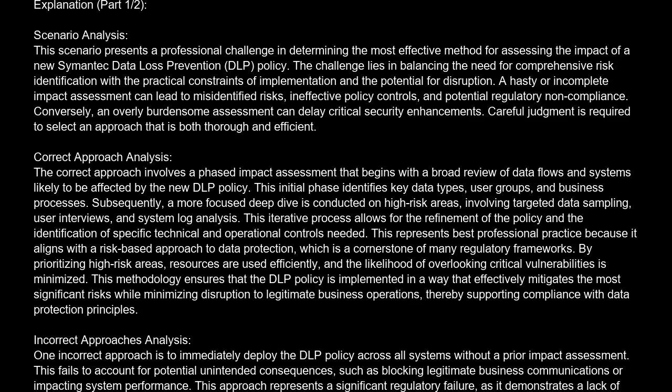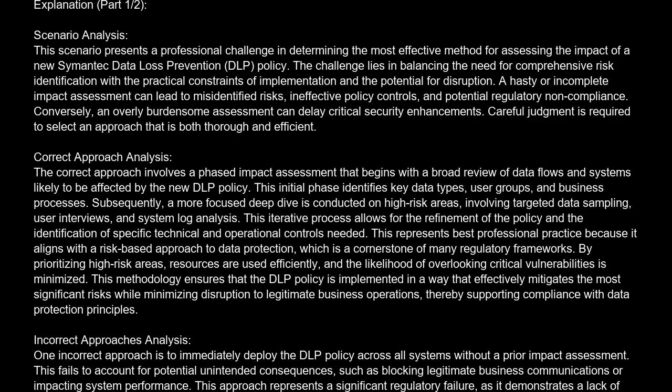This represents best professional practice because it aligns with a risk-based approach to data protection, which is a cornerstone of many regulatory frameworks. By prioritizing high-risk areas, resources are used efficiently, and the likelihood of overlooking critical vulnerabilities is minimized. This methodology ensures that the DLP policy is implemented in a way that effectively mitigates the most significant risks while minimizing disruption to legitimate business operations, thereby supporting compliance with data protection principles.